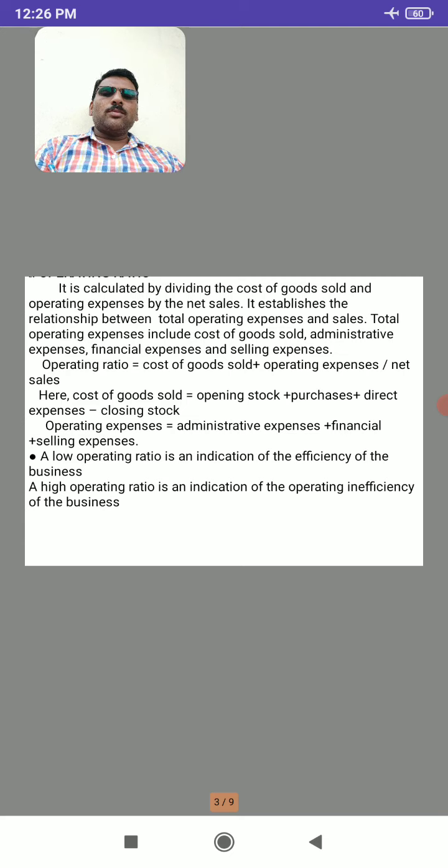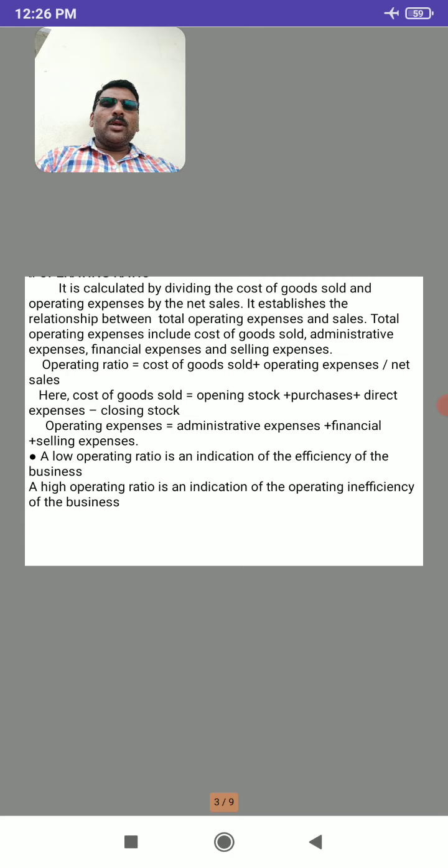Here cost of goods sold means, we know already, it is opening stock plus purchases plus all direct expenses minus closing stock. From this we will get the cost of goods sold. And the operating expenses is a collective sum of administrative expenses, financial expenses and the selling expenses. So by adding these three expenses, administrative, financial and selling expenses, we will get the total operating expenses.